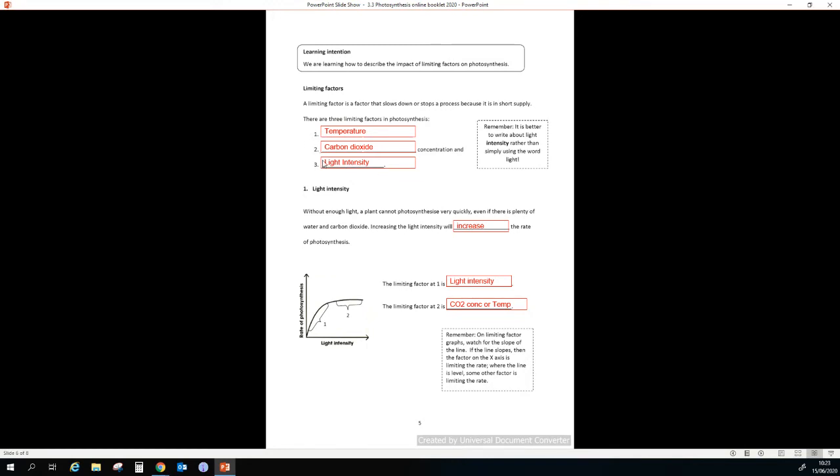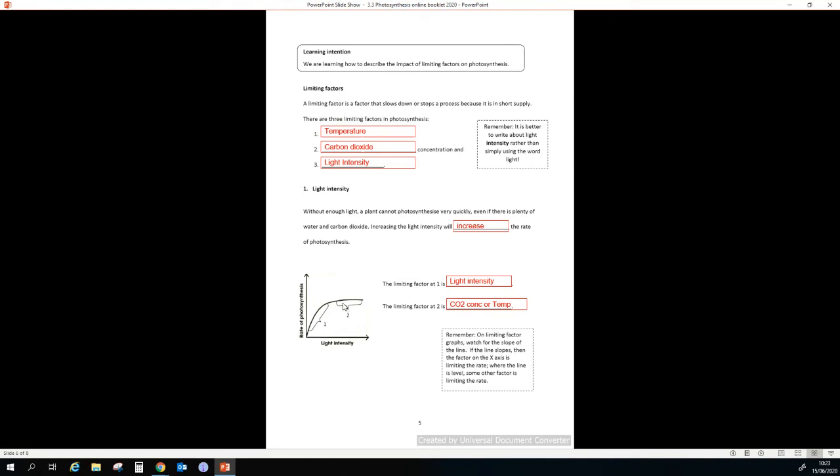So we start with that light intensity. Without light, plants can't photosynthesize very quickly because that first stage is light dependent. If you take away light, they can only use what they already have from that first stage. If you increase the light intensity, the rate of photosynthesis will increase also. So here, the limiting factor at point 1 is light intensity.